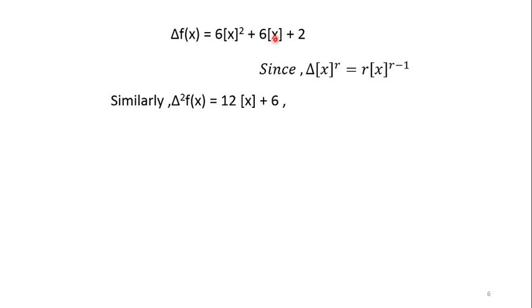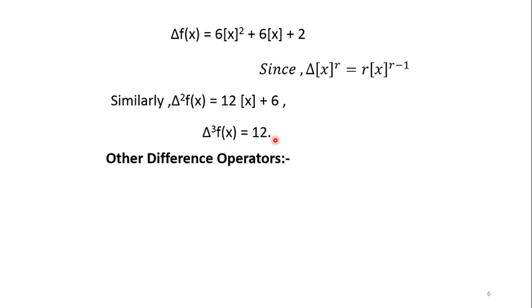The value of the zero order factorial function is 1, and the difference of a constant is 0. So 2 minus 2 gives 0, and only the value plus 6 remains. So the second difference is 12 into x plus 6. One more difference remains. Delta cube of f of x equals 12 into 1, which is 12, and x^(0), the factorial function of zero order, is 1, so 12 plus 6 minus 6 is 0. So the difference of the constant term is 0.